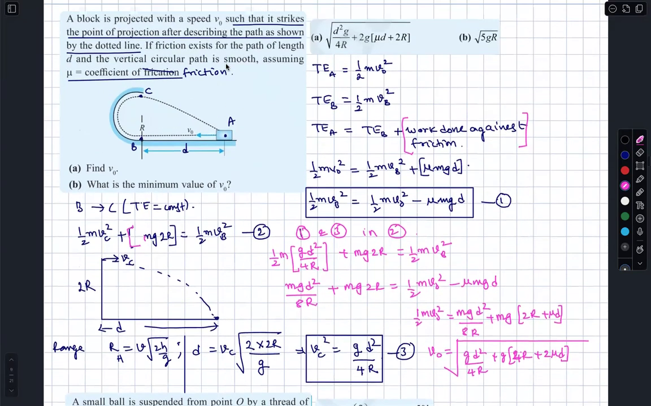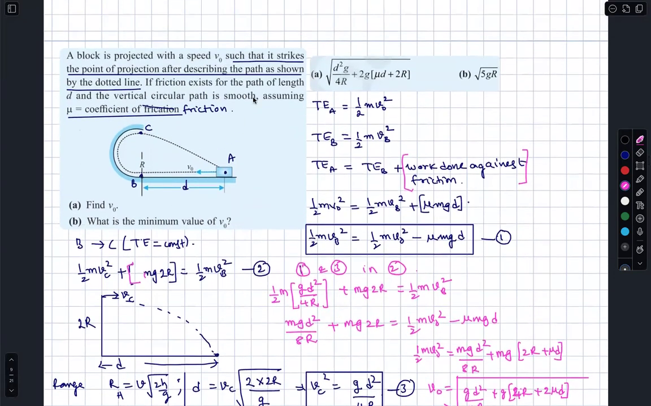Good question. They said the circular path is smooth. C to B, this portion is smooth. So when it is smooth, friction is absent. Obviously, you can conserve energy. Right.